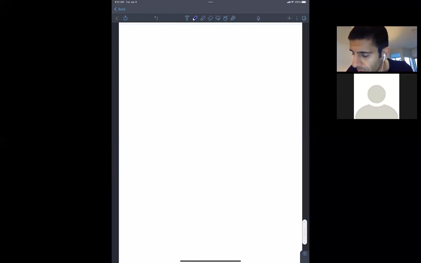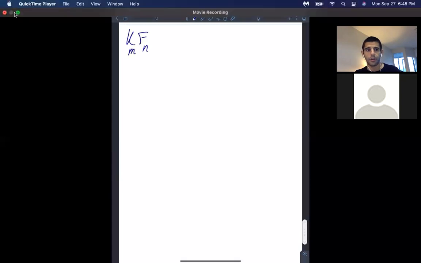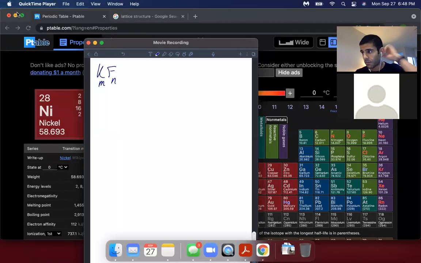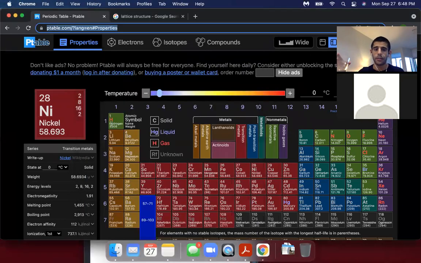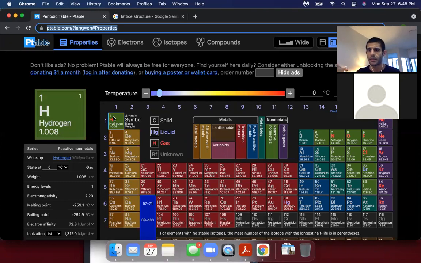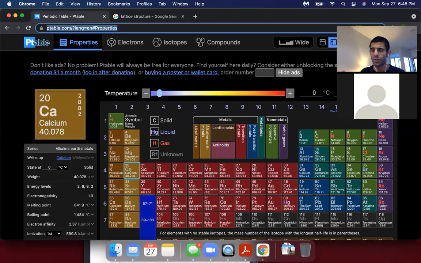So let's start with an easy one. Let's say K, F, and then we have M and N. A lot of times, as I've told you many times, the charge of the negative one might change, but the charge of the positive one always stays the same. The charge of group 1 is always +1, with the exception of hydrogen. Hydrogen can be positive, but that's for the future. And beryllium and all these group 2s are going to be +2.